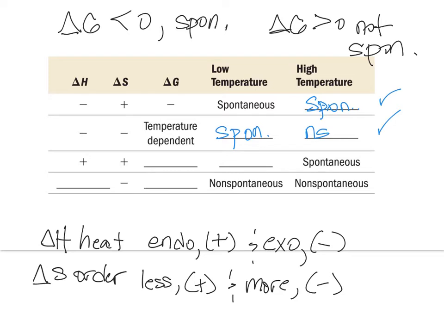All right, the third circumstance, we have positive delta H and positive delta S. This is endothermic, but becoming less ordered. So it is also temperature dependent. And it's the opposite of the negative and negative situation above it. It is not spontaneous at low temperatures, but is spontaneous at high temperatures. And then lastly, our fourth set of conditions. If delta H is positive and delta S is negative, then we know that delta G is positive and non-spontaneous at all temperatures.